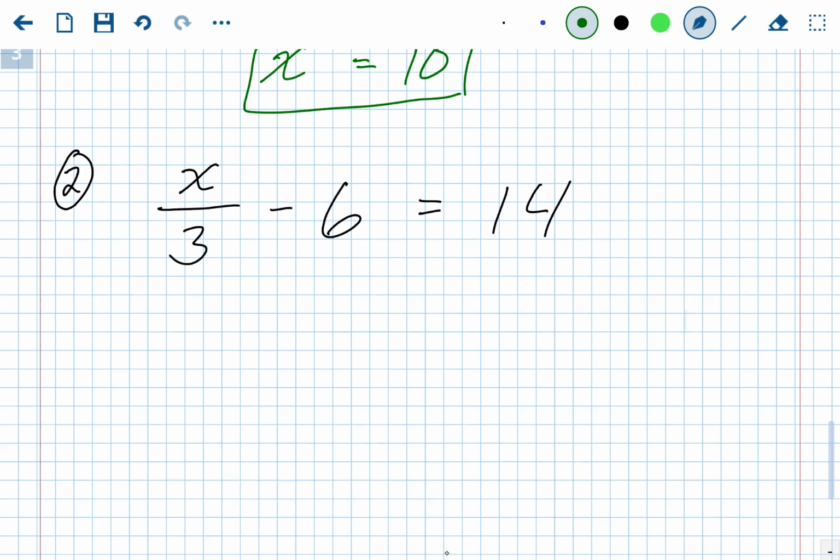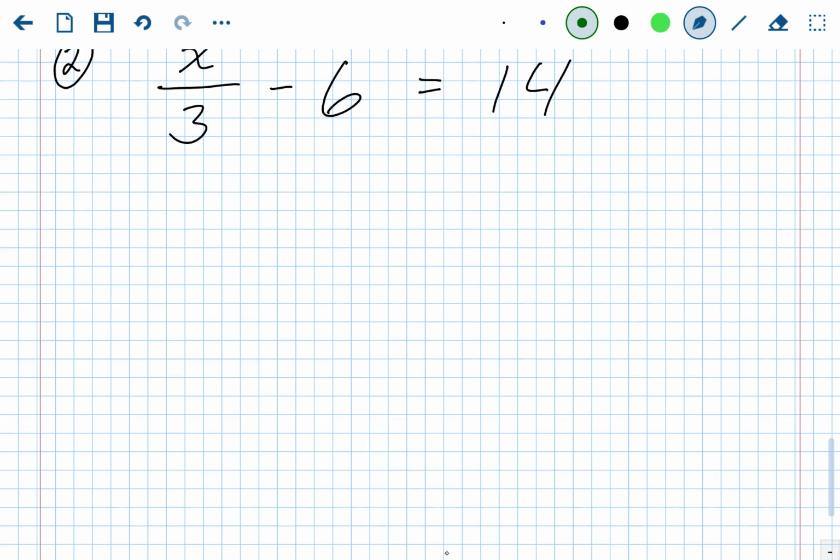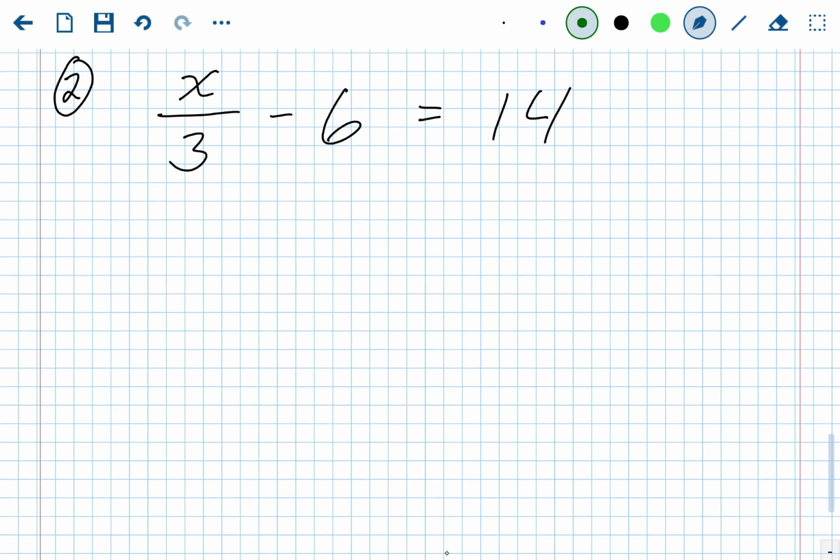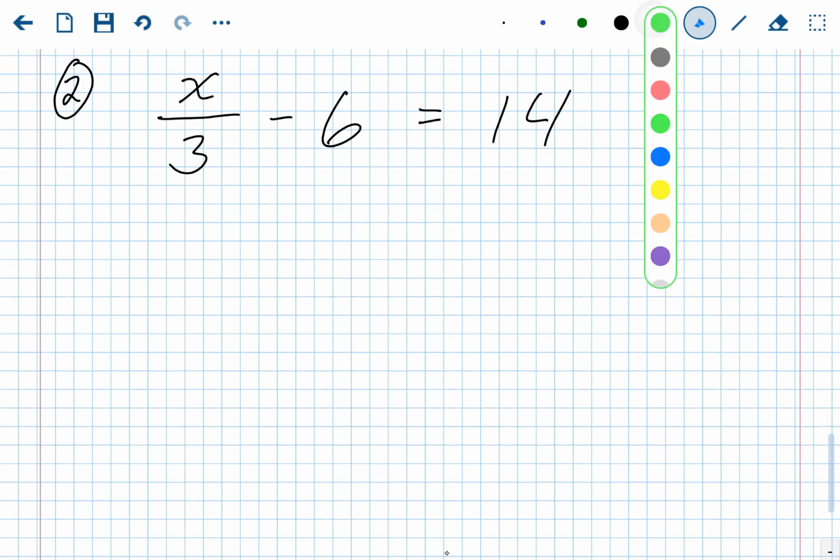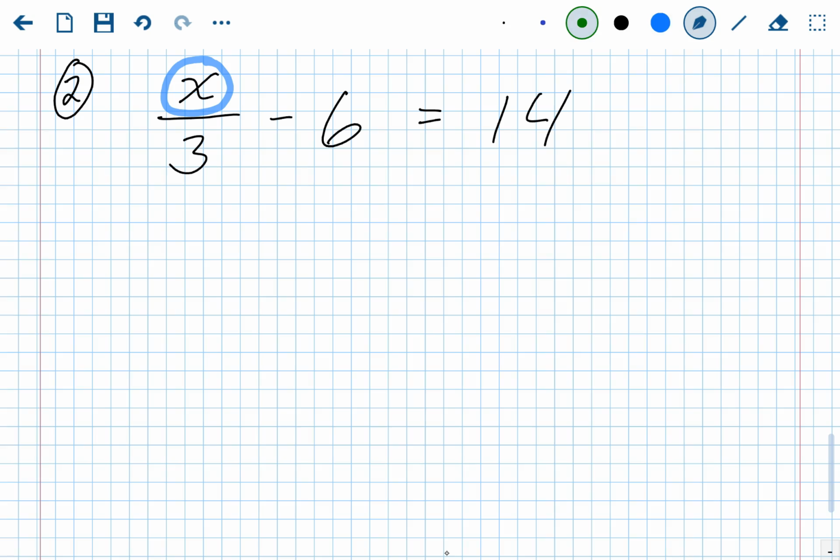All right, another one, 2 steps. X over 3 minus 6 equals 14. All right, this one again is our hostage rescue. We need to get that x by itself. So we're going to start with things that are furthest away from it and just kind of piece by piece chisel our way through until it's just x.